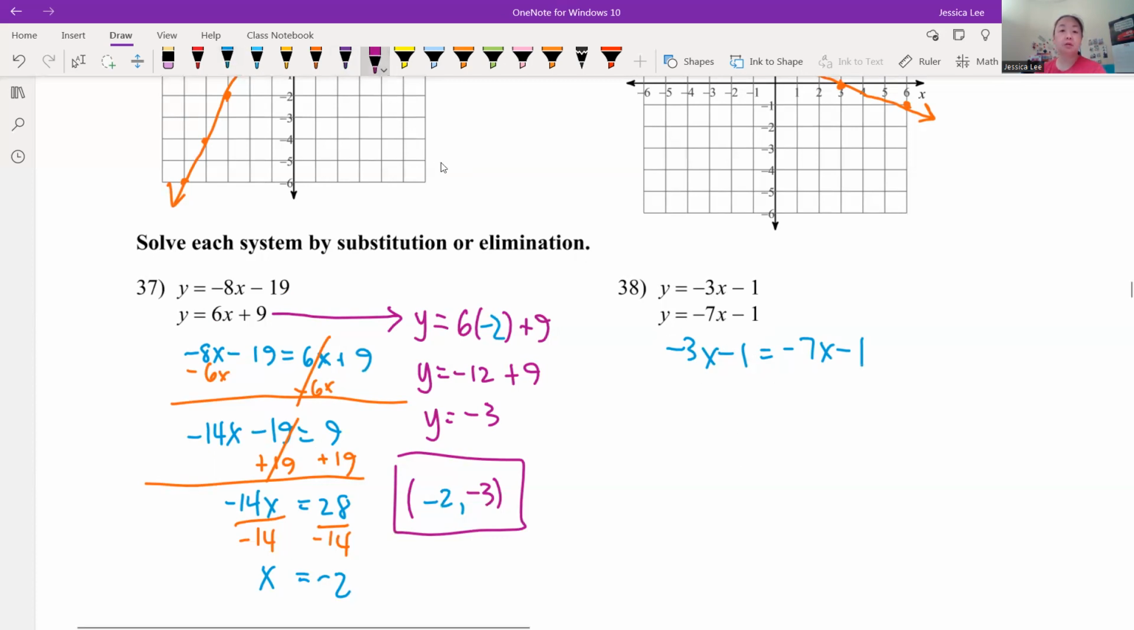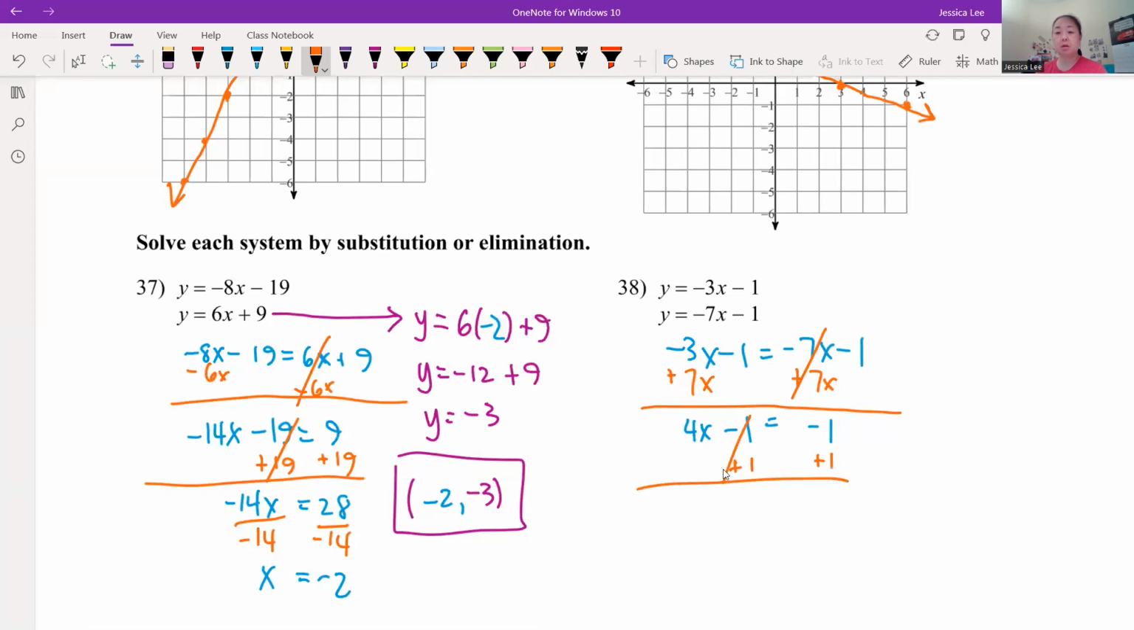All right, we're just going to solve this right here. I'm going to add 7x to both sides. Again, if you want to add 3x to both sides, you are totally free to do that. You will get the same answer. Just the steps will look a little bit different. Okay, and then we're going to get rid of this minus 1 by adding 1. And we get 4x is equal to negative 1 plus 1 is 0.